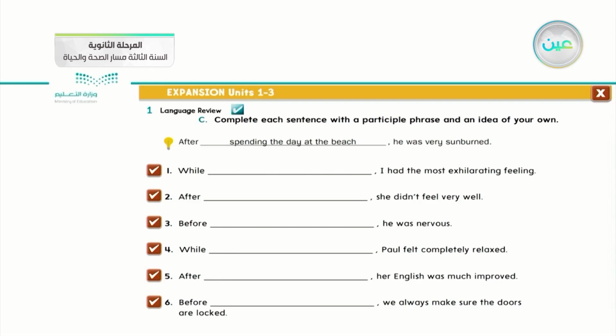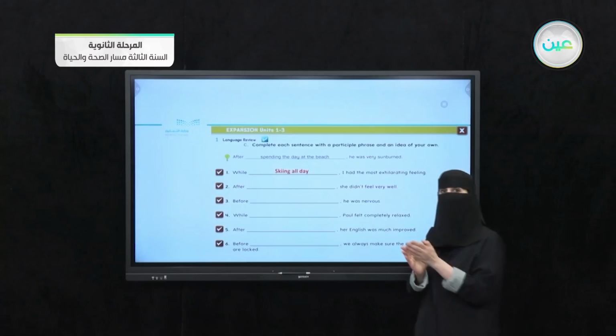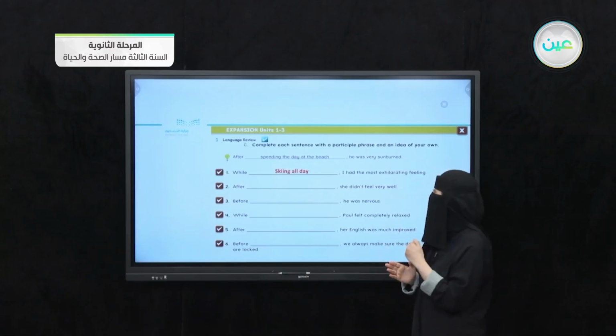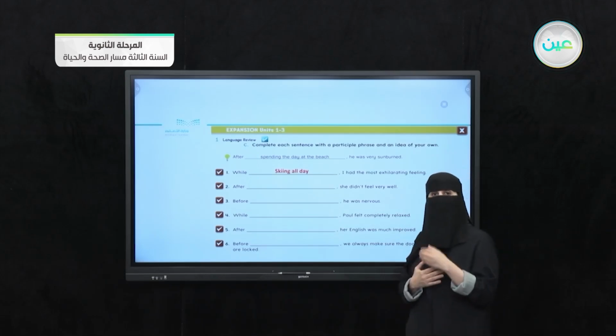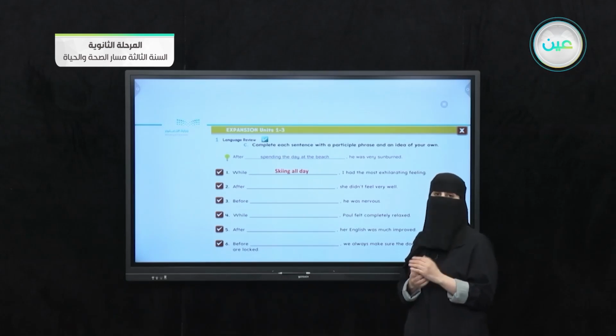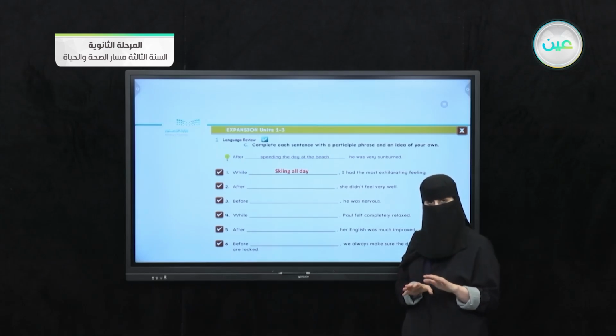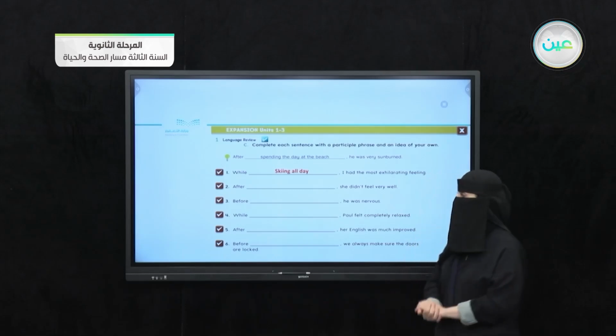While skiing all day, I had the most exhilarating feeling. So how can I apply this one with it? We will say skiing all day. While skiing all day, I had the most exhilarating feeling. If you need more details about this question, you can return to your pupil's book on page 22. They explain this grammar, how to apply it when you want to reduce the adjective phrases and make a noun clause.